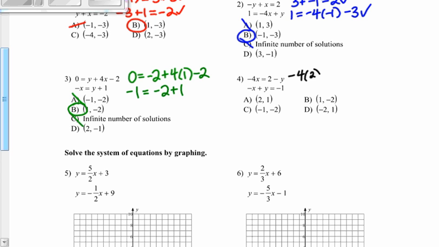-4 times 2 equals 2 minus 1. So this is a false statement. -8 is not equal to +1, so A is not true.